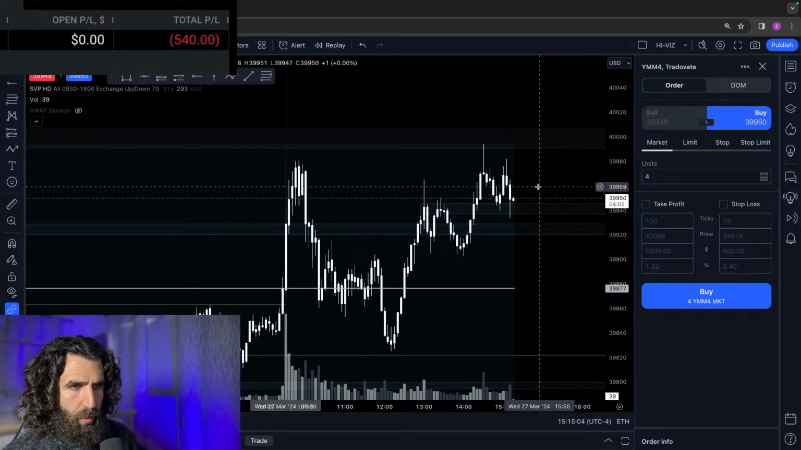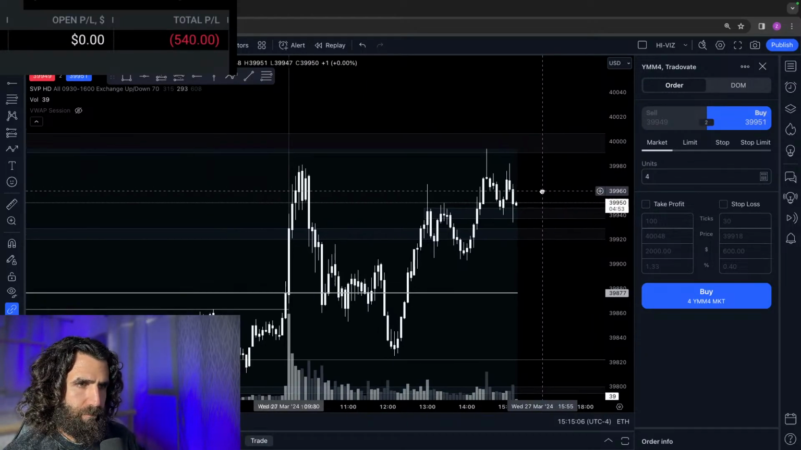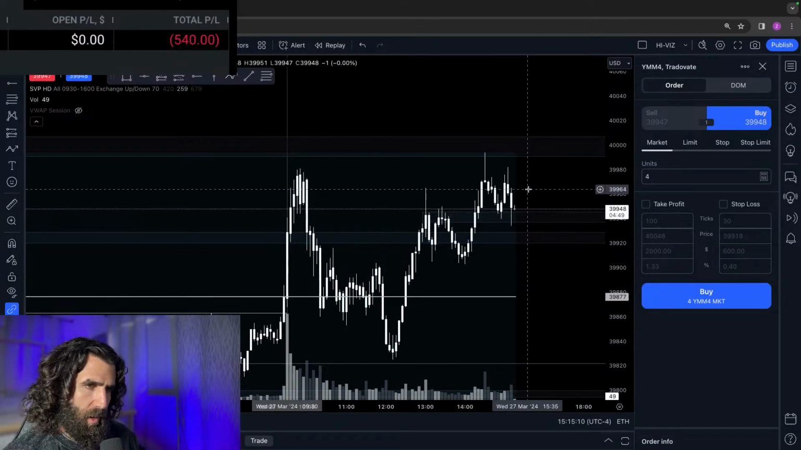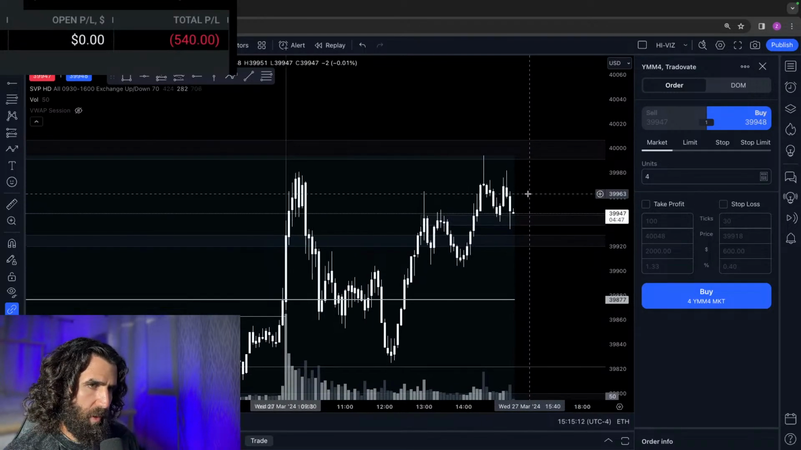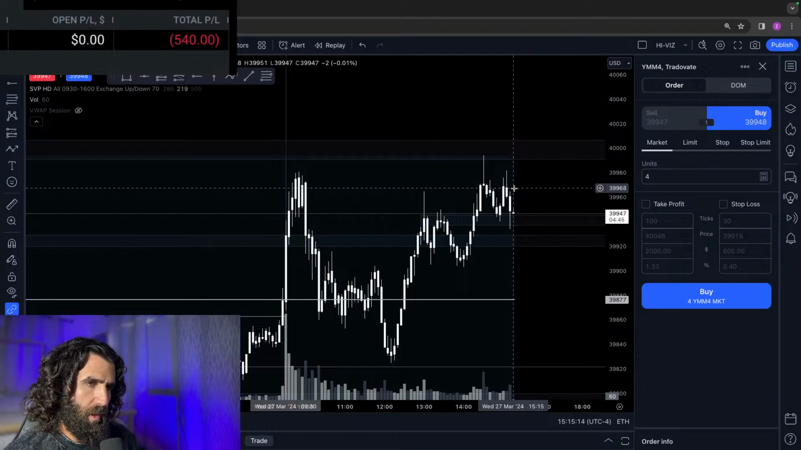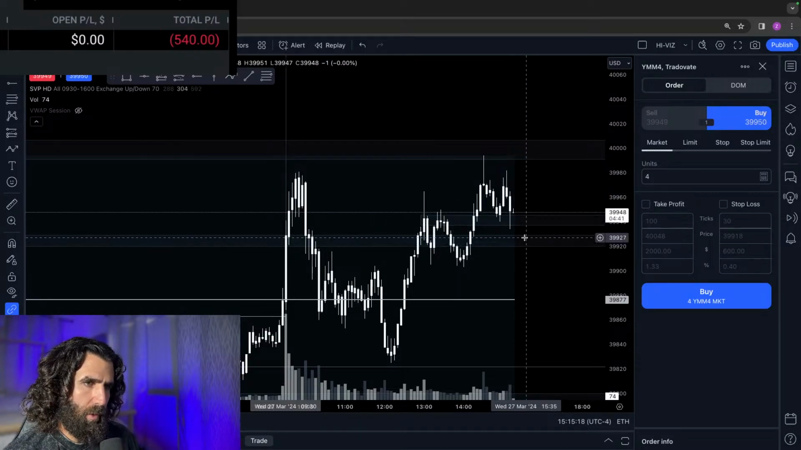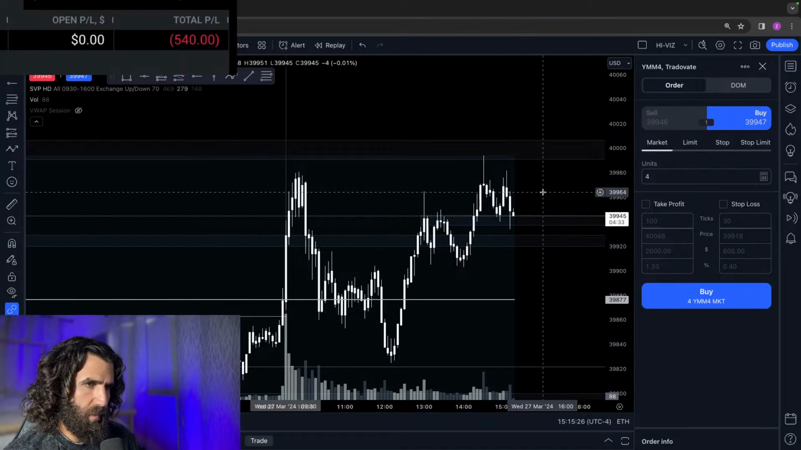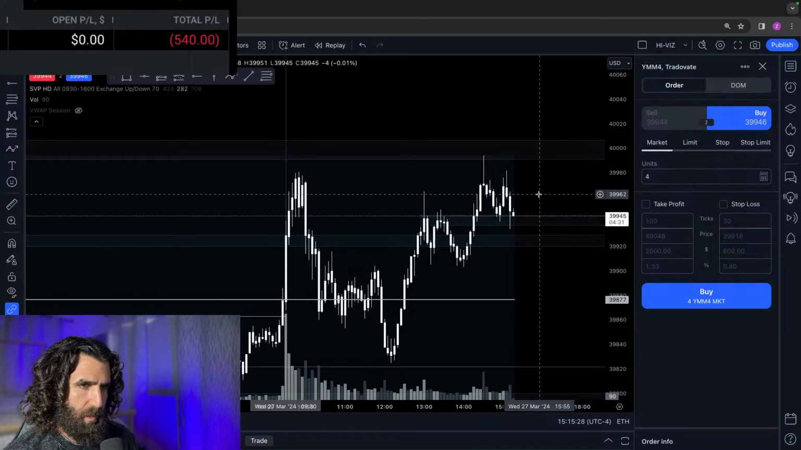Maybe finding some support. Long wick to the downside, kind of close above. We got to push up above this candle. I'm going to get long again and throw a stop below it. If we don't and we continue this move down, I'm probably going to look to get short on it and see if we can't play the downside.